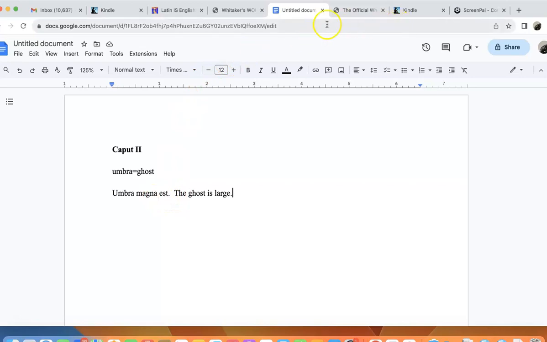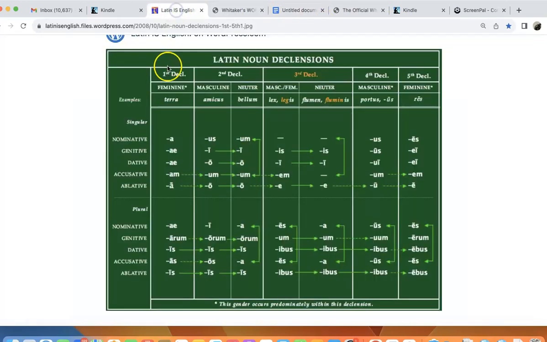Now, how are we getting that? Well, we're getting that from the a, because here we're using ghost as the nominative subject. So since ghost is the subject, we need the letter a. And because the adjective is describing the subject, we're also using the nominative ending. And again, this is spelled out in the chapter explanation of the grammar.